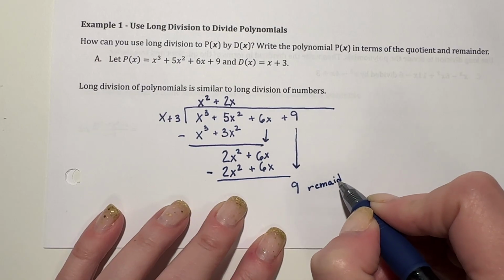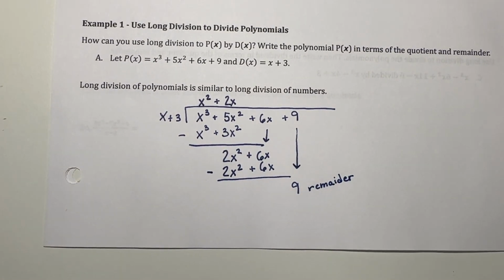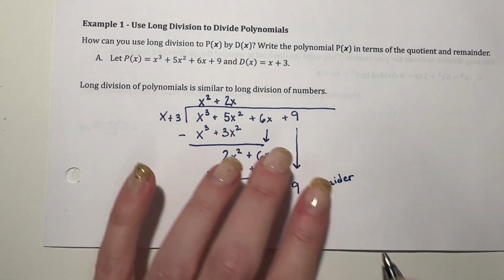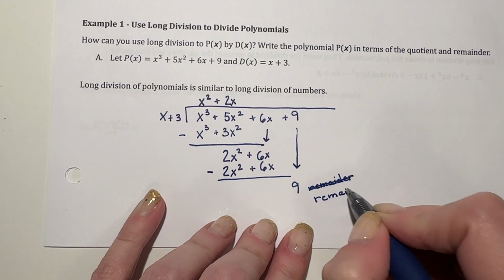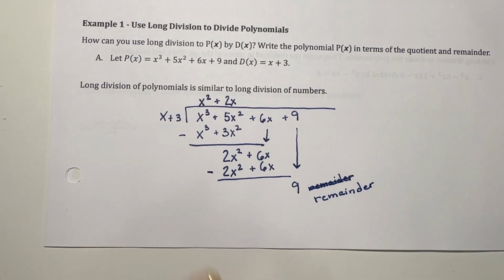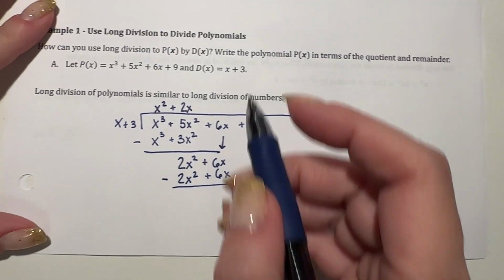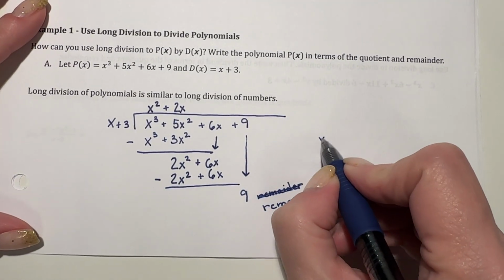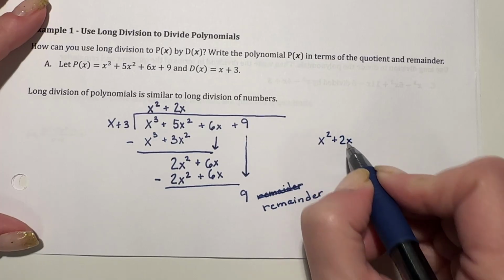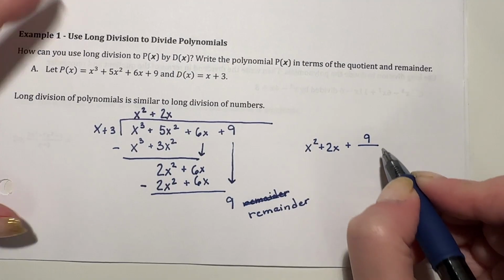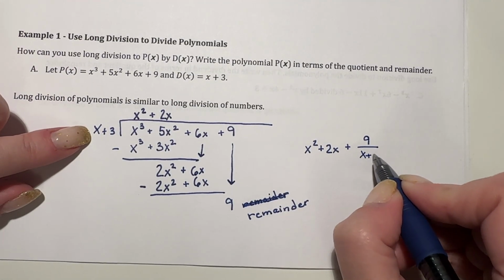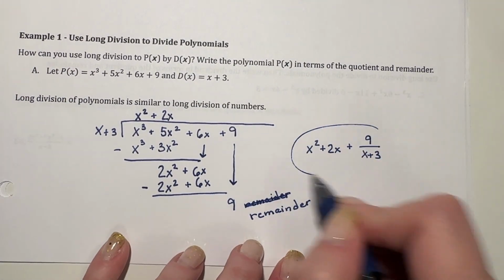I know you're like, I have not heard that word in so long. If I could spell it right. So that's what's left over. So you may say, yeah, but Ms. Blafer, what is my answer? My answer is this. X squared plus 2x, that's what's sitting up here on top of the line, plus the remainder over that little divisor. So that is your answer.